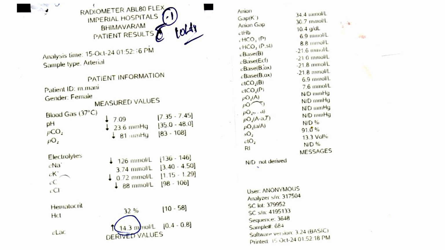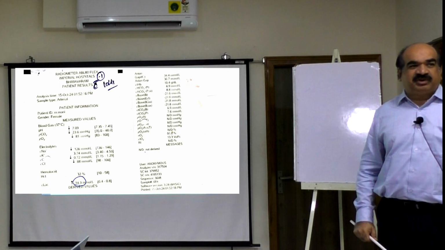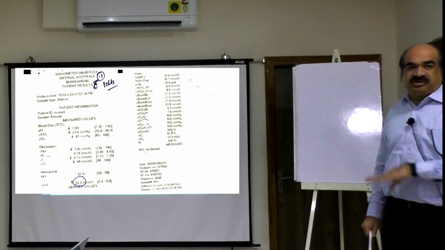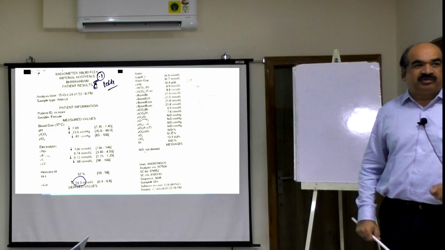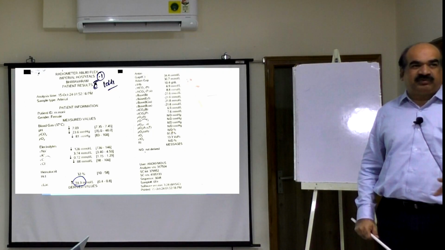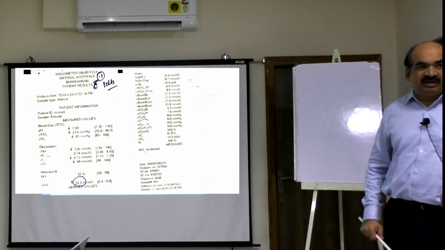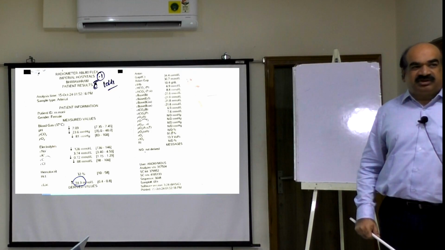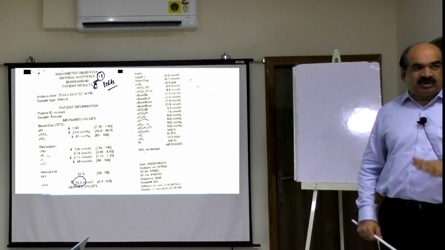First we'll interpret ABG. ABG rule 1 is look at pH and PCO2. If pH or PCO2 is abnormal, it means there is acid-base disturbance. Here pH is 7.09. pH is 7.09 means there is acidosis. Normally it is 7.35 to 7.45. So acidosis.